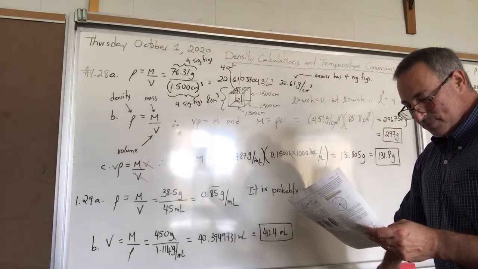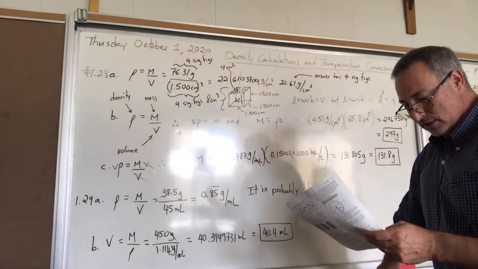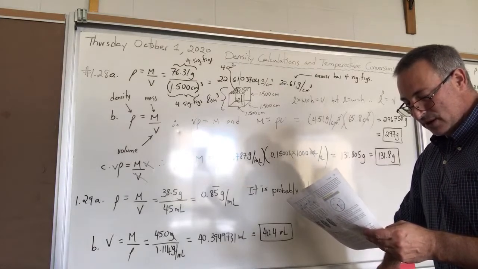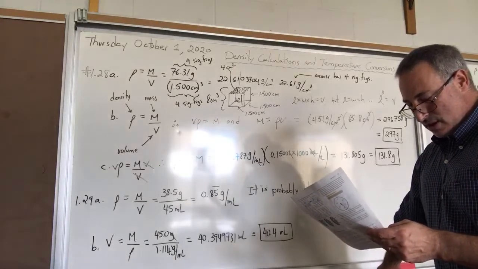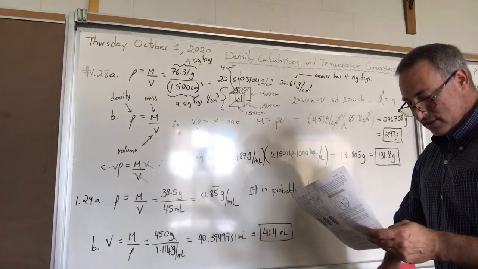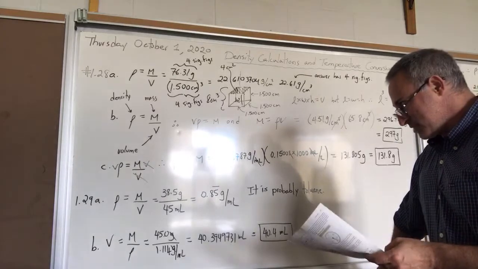She knew that the substance had to be either isopropyl alcohol with a density of 0.785 grams per milliliter or toluene with a density of 0.866 grams per milliliter. What are the calculated density and the probable identity of the substance?